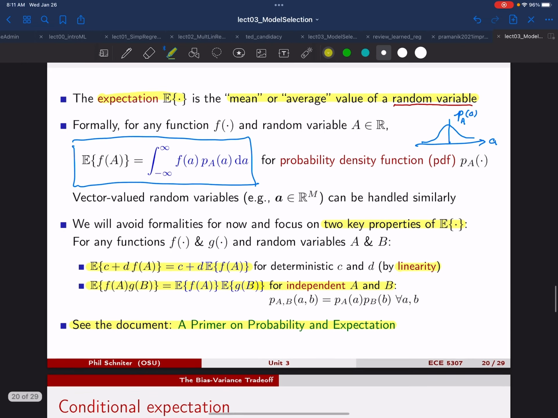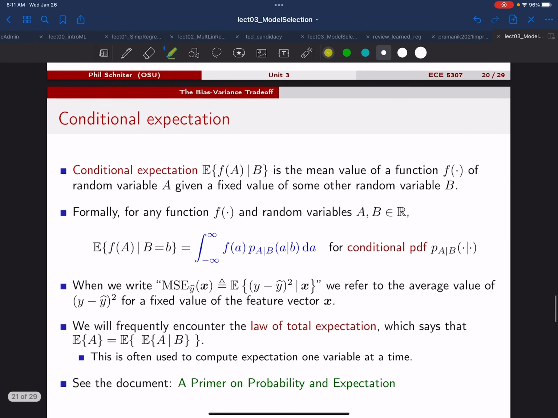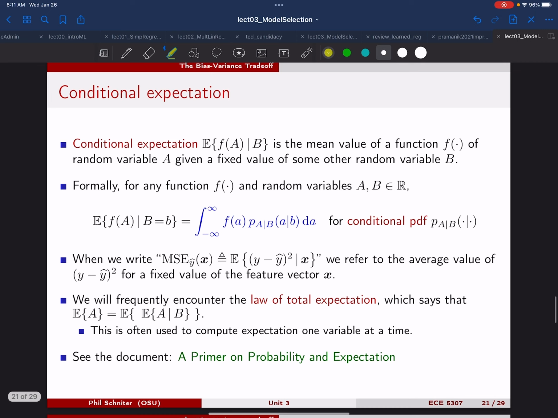Okay. Let's move on to a related topic called conditional expectation. So conditional expectation, you have the expected value of something, let's say a function of A, given another random variable B.